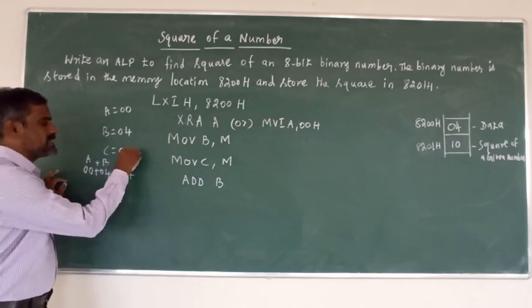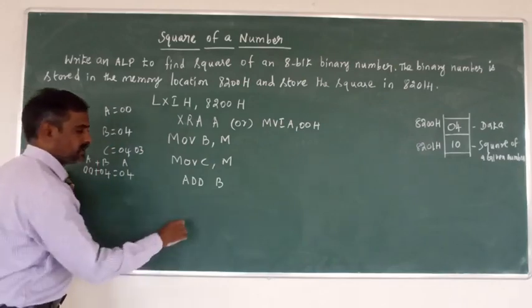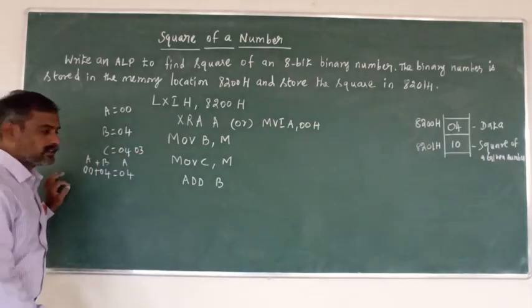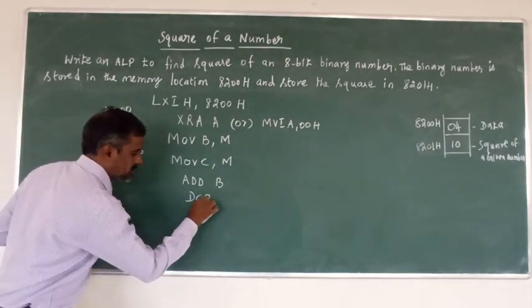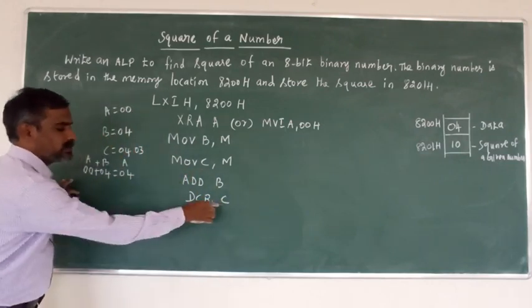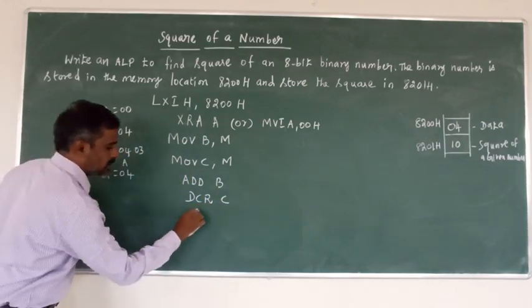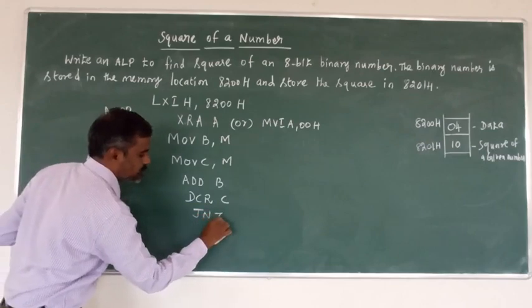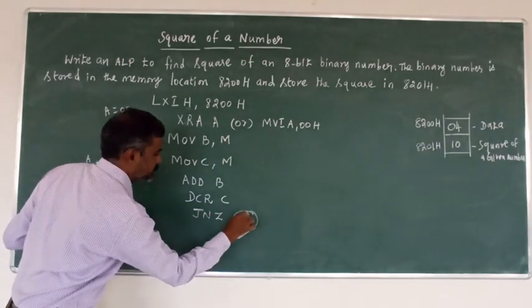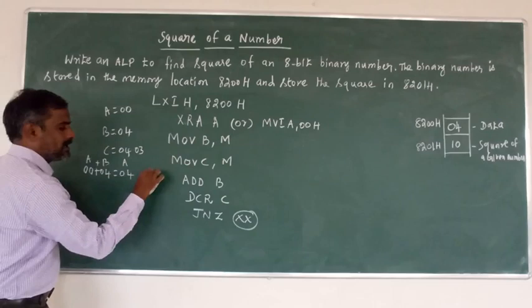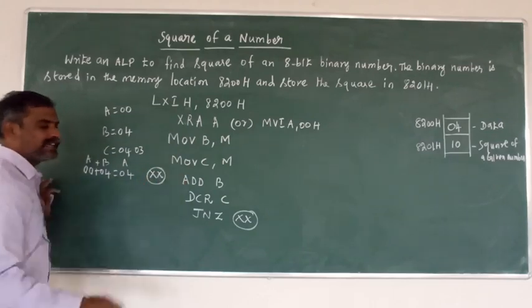Now decrement C. Now C equals 03. Now to check whether it is 0 or not, we decrement the C register and check. Now jump on no zero, JNZ. Not zero means jump back to again add the accumulator with the B register.